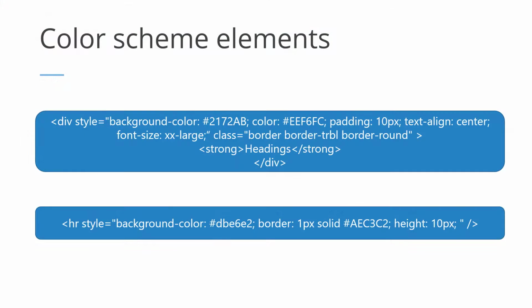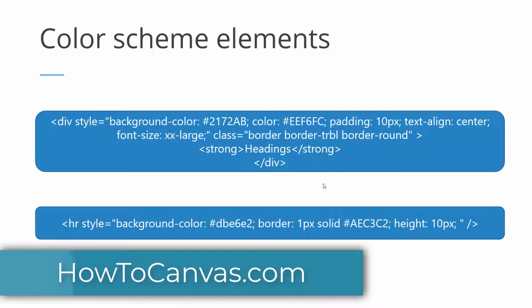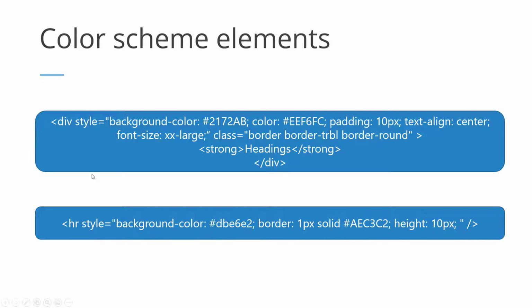Now I want to teach you about a couple of different elements that you can introduce to your Canvas page. And one is this div element, and I'll have this information, all of this code on the website, howtocanvas.com. So just click the link below in the description, and then you can go visit the supplementary blog posts for this video. So one is a div, and the div has a background color, and then it has a text color, and it has some other elements that I'll talk you through.